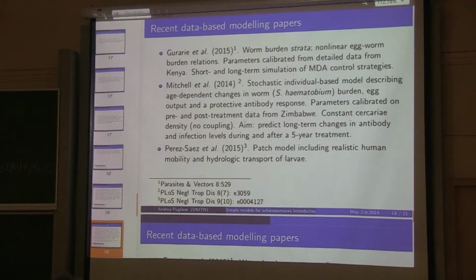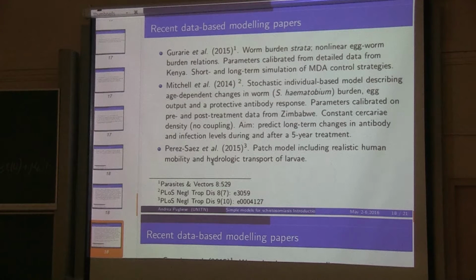And another recent paper has a different approach. It basically uses the model I showed, or some small modification of that, except that it is a patch model and the number of patches is very large. It is based on the actual map of Burkina Faso. The patches are connected by human mobility, so humans can move from one patch to another, transporting the worms they carry. And there is a hydrologic transport of larvae, so larvae may be carried by water from one patch to another. So it is a rather complex model that tries to produce a risk map of the area.